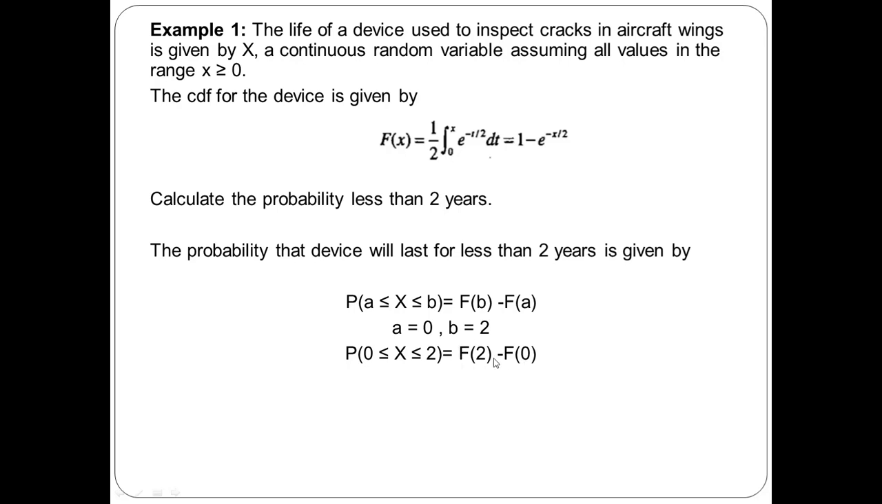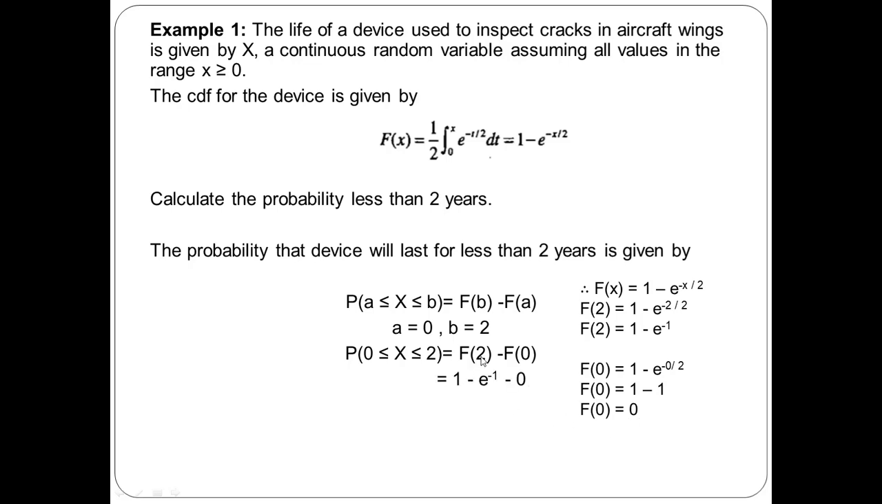After that, to compute F of x, we will use this term as it is given in the question. F of x is equal to 1 minus e to the power minus x upon 2. For F of 2, we will put 2 here, and 2 and 2 will cancel out with each other. So F of 2 becomes 1 minus e to the power minus 1. Similarly, for F of 0, we will put x equal to 0 here and F of 0 becomes 0. After that, we will put the value of F of 2 minus F of 0 here. So we will get this answer.